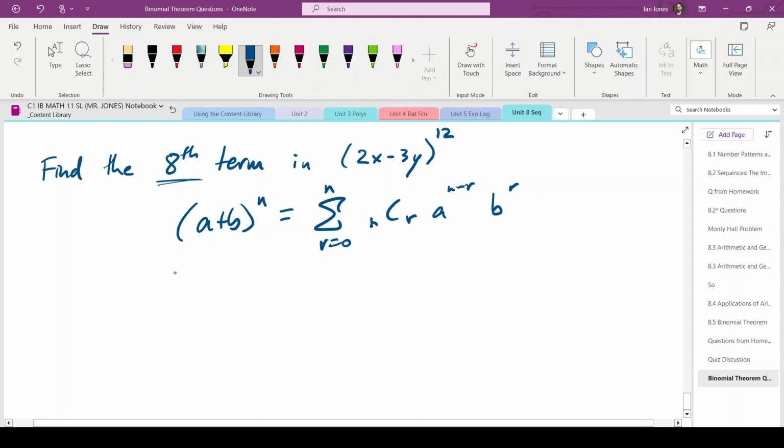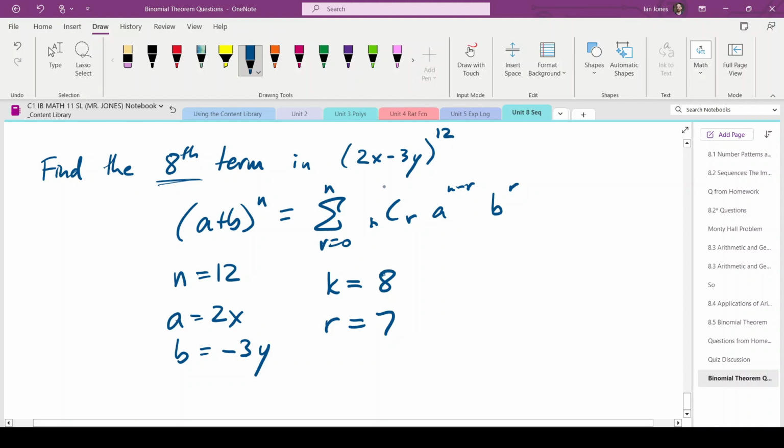So let's write these things down. I have that n is 12, first off. I have that a is 2x and b is negative 3y. I have that k, the term number, is 8. And so r is going to be 7, which is 1 less than the term number. Okay, so to get the 8th term in this expansion, now it's just a matter of plugging things in.